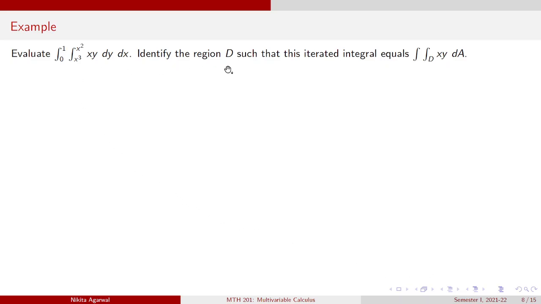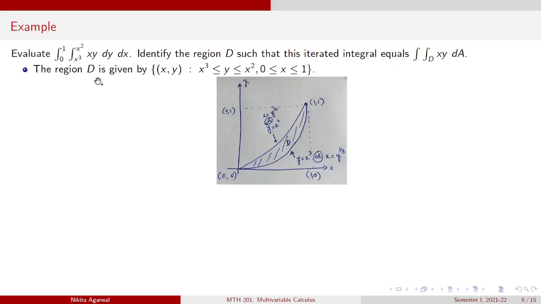Identify the region D such that this iterated integral equals the double integral of the function over D. So you have to basically see which region D would give you such limits. Now what is D region? D region is x varies from 0 to 1 and y varies from x cube to x square, right? So this is my region and you can plot it and this is what you get.